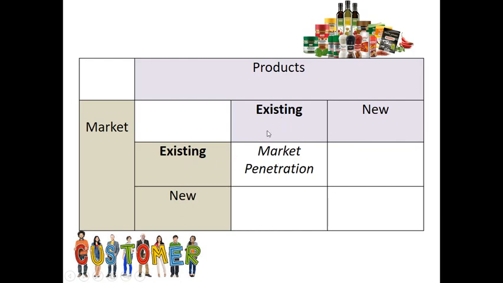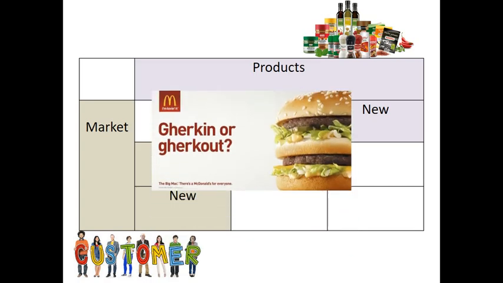So the least risky method of expansion, or the least risky strategy, is trying to sell more of your existing product to your existing customers. We call that market penetration, where we try to persuade our current customers to buy more of the products we already produce. So if we have a look at this advert, for example, this is an advert for the Big Mac.